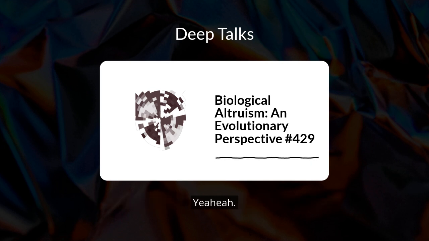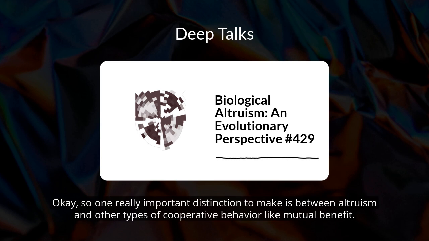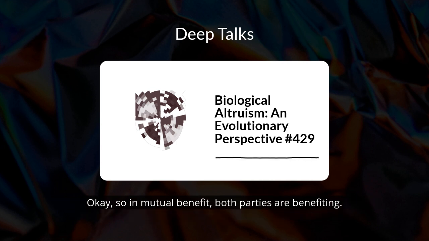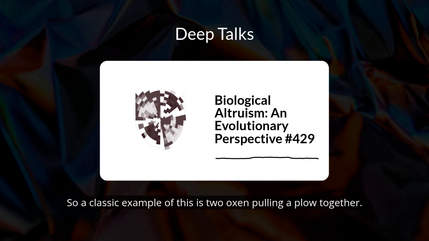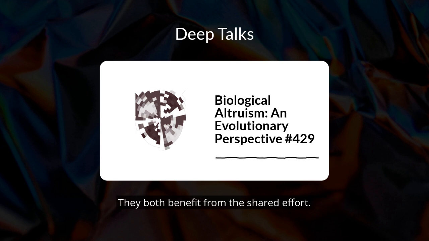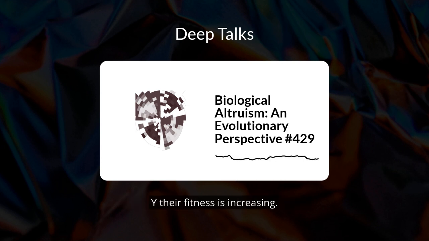One really important distinction to make is between altruism and other types of cooperative behavior, like mutual benefit. In mutual benefit, both parties are benefiting. Exactly, it's a win-win situation. A classic example is two oxen pulling a plow together. They both benefit from the shared effort, and neither one is really sacrificing anything. So their fitness is increasing. Exactly.